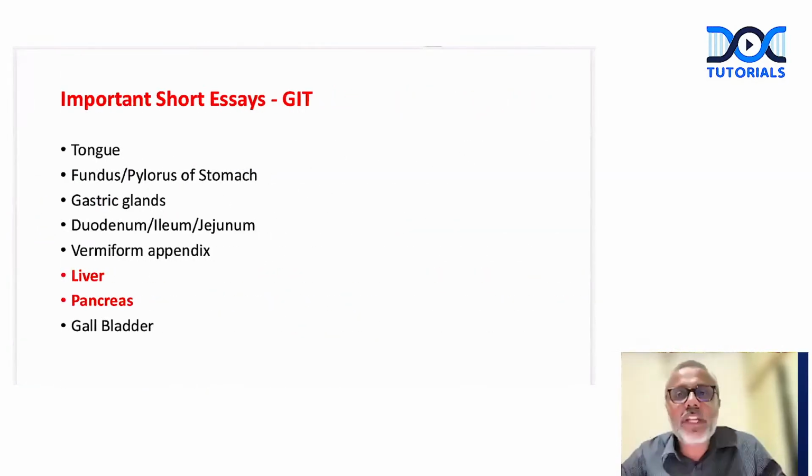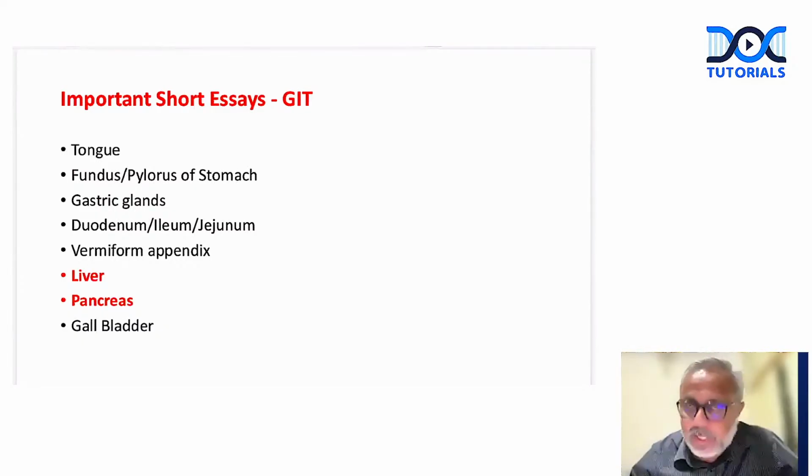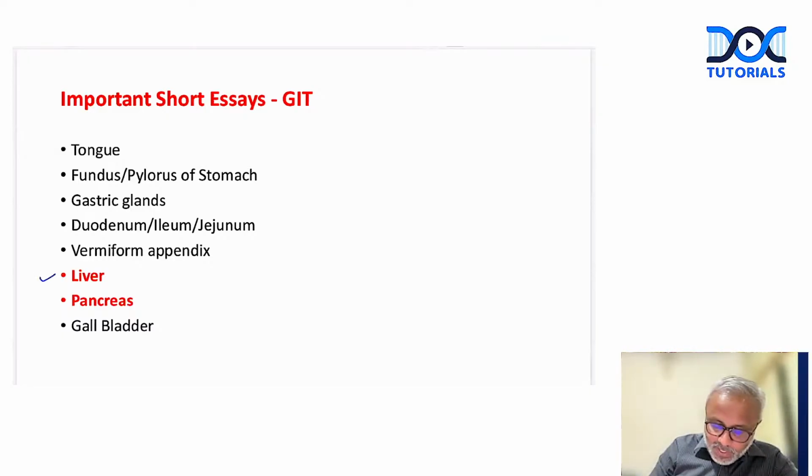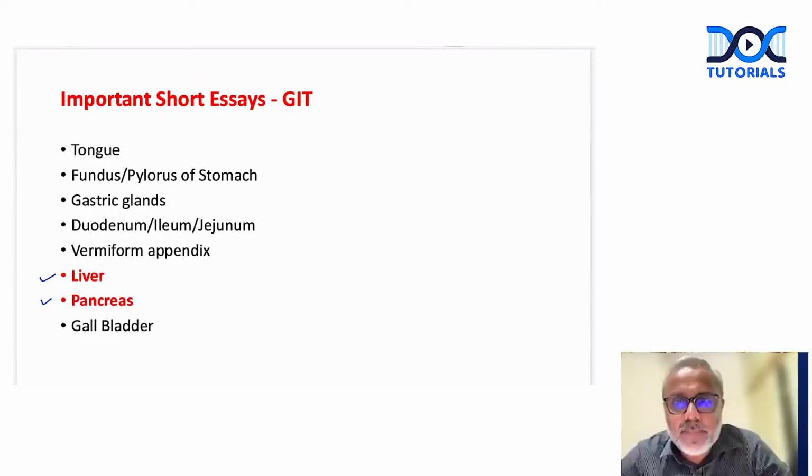So what are the frequently asked topics? Let's try to learn it system-wise. Now, from the topic of GIT, I will skip the order here and go straight to the most frequently asked topics in the GIT or digestive system. The most frequently asked question in the digestive system is either liver or the pancreas. Describe the microscopic structure of liver. Describe the microscopic structure of pancreas. Usually, this is the question that you will get, right?